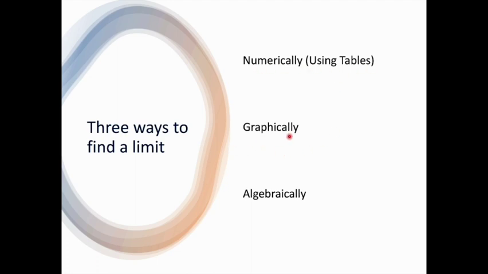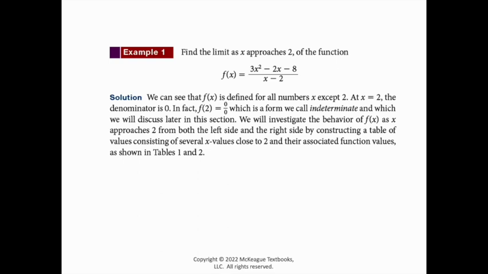There's graphically, which means you're literally just looking at a graph. And then there's algebraically, which means you're using algebra manipulations and algebra properties to actually do direct substitution and solve it like you would solve anything else. So in this first example, we're going to look at the table method.